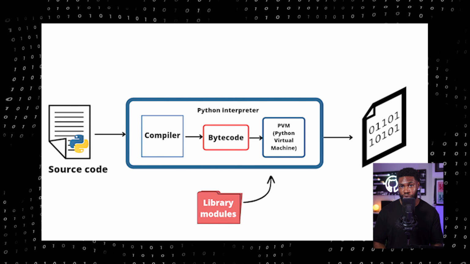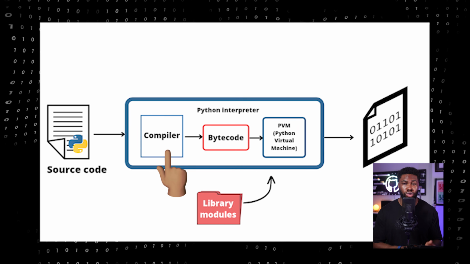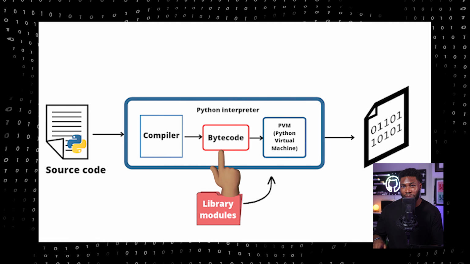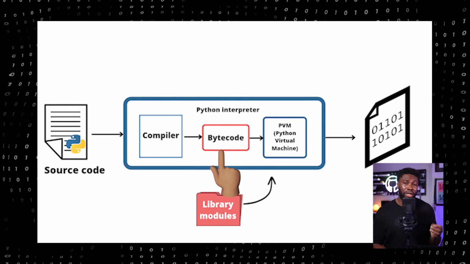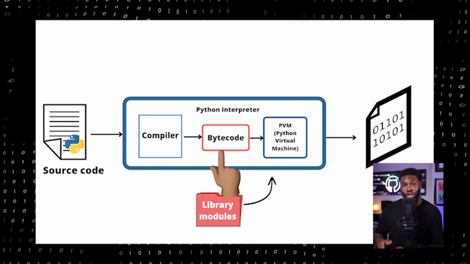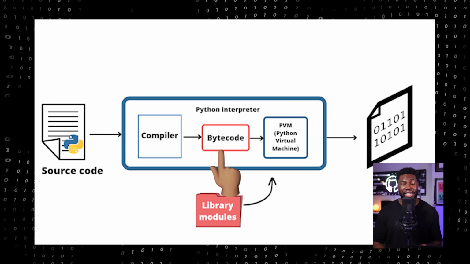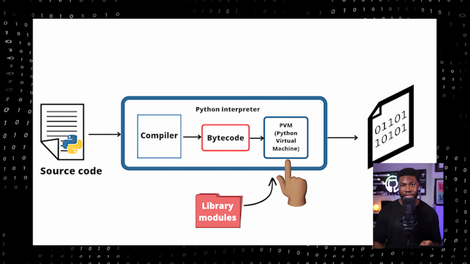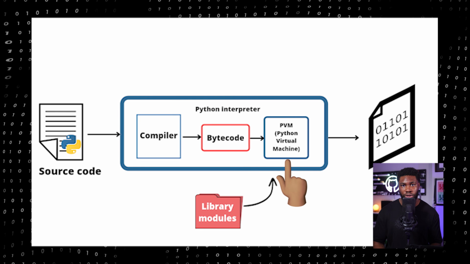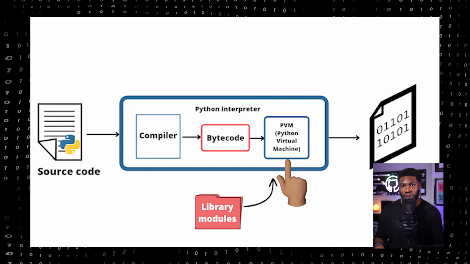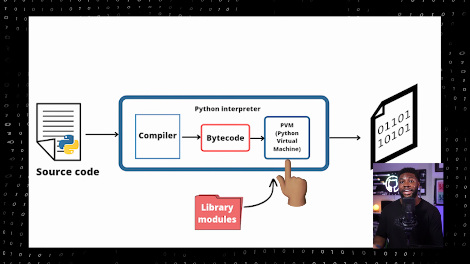When you run a Python program, it first compiles your code into bytecode, which is an intermediate form that is more abstract than machine code, but is closer to machine code than your original Python script. This bytecode is then executed by the Python virtual machine, or PVM for short, which is a runtime that interprets the bytecode and interfaces with the system's underlying hardware.